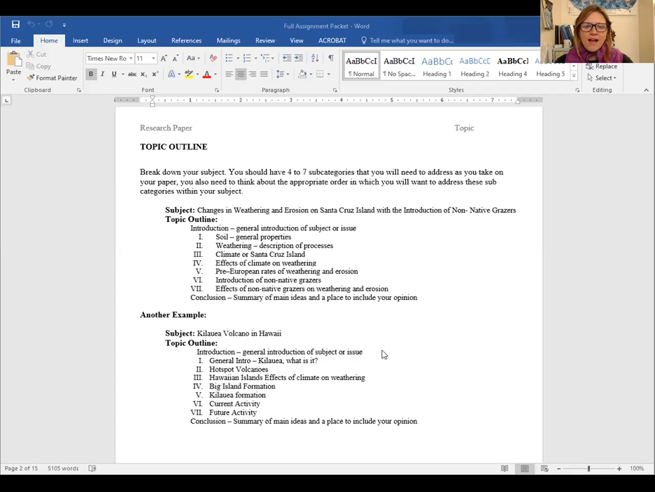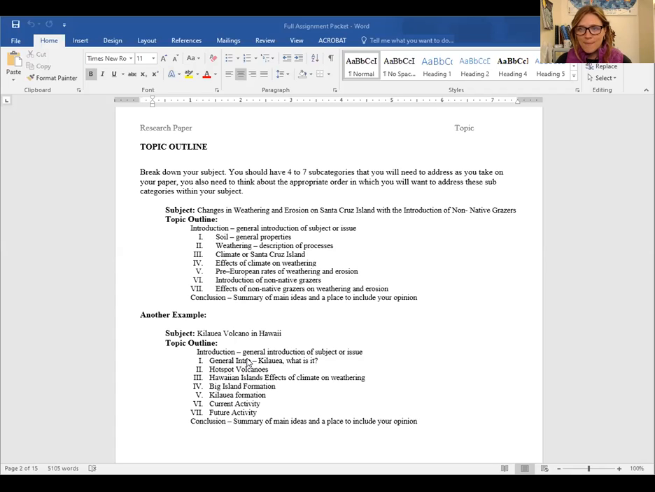So for example, I have two different papers here that students could write. The first example is from a paper that I actually wrote in grad school. The second example is a paper that I kind of almost wrote to show students the process of doing this, about the Kilauea volcano in Hawaii. And in each case, after I did a little bit of introductory reading about these topics, I was able to break them down into somewhere between 4 to 7 subtopic categories.